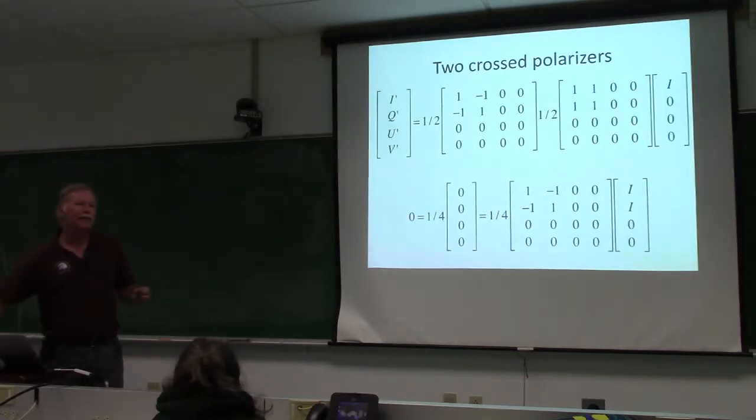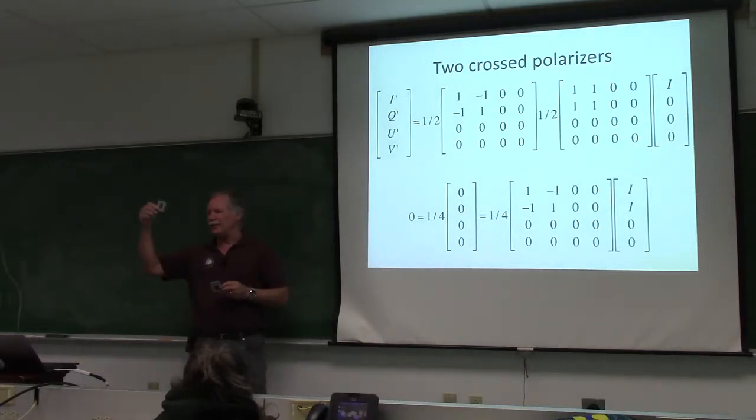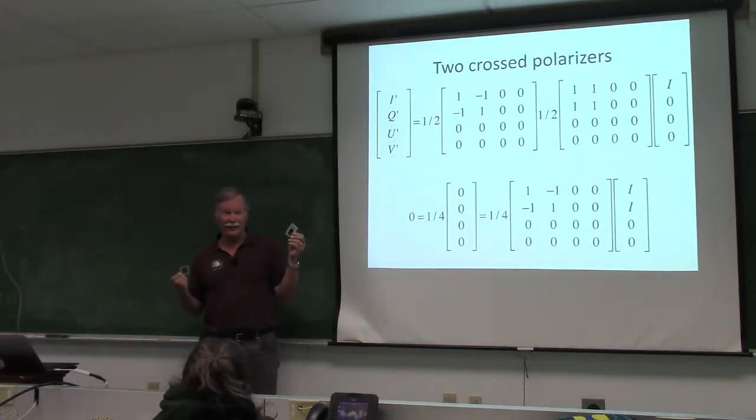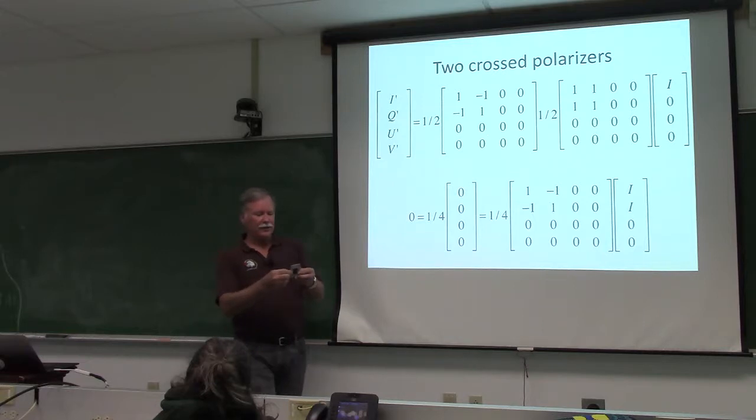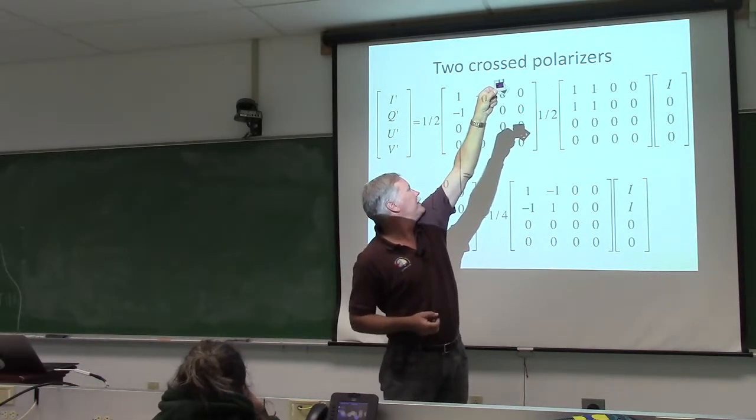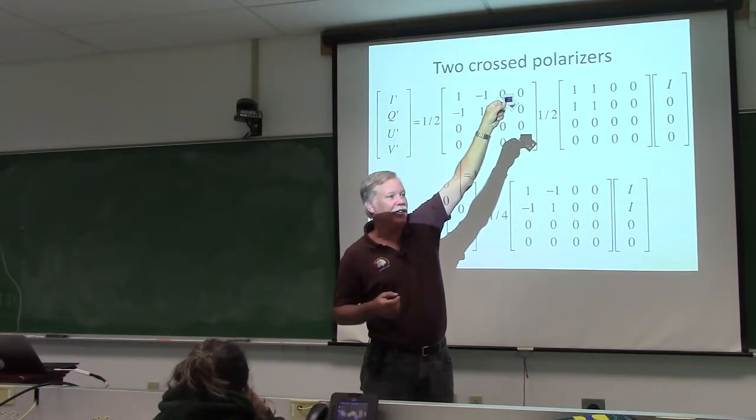Now, what happens if I take a third polarizer and stick it in at 45 degrees between these two polarizers? How much light do I get out? Do I get any light out? Okay, let's see what happens. Can you see that? So by putting a polarizer in at 45 degrees, I now get light through.